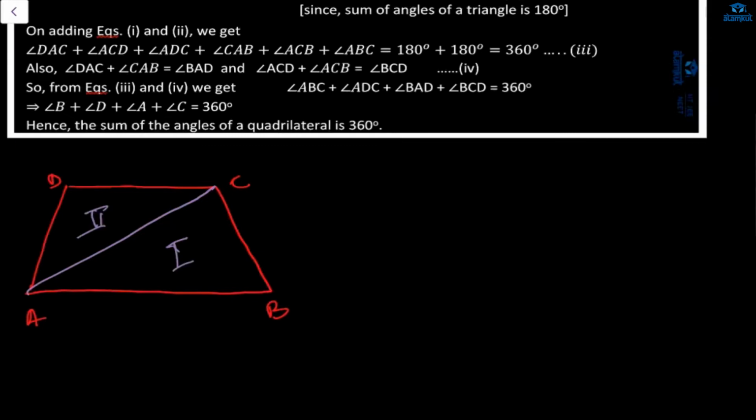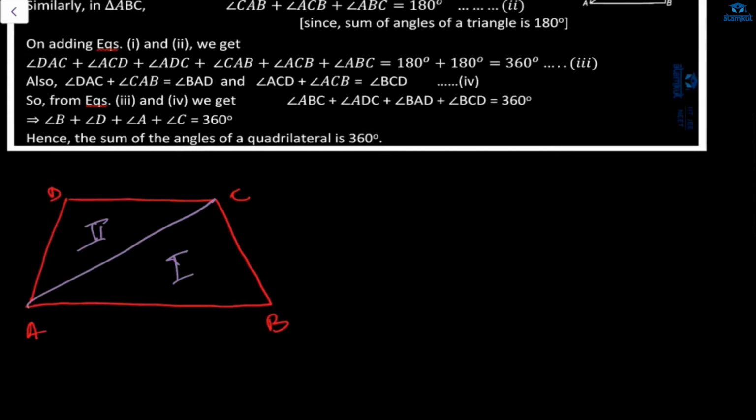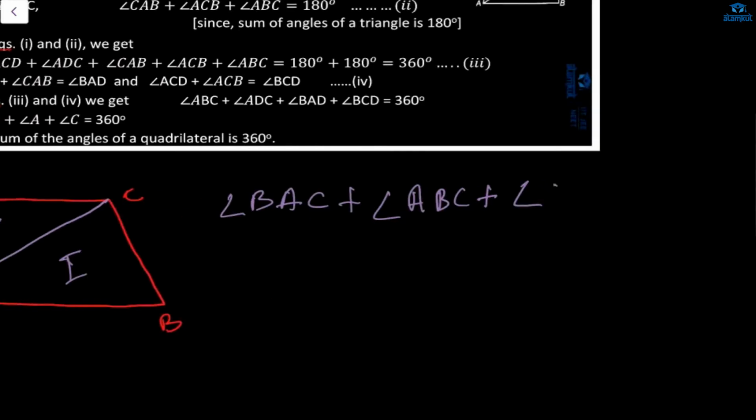We know from the angle sum property that the sum of the angles of a triangle is equal to 180 degrees. Yes or no? In the triangle chapter we have already studied the angle sum property. So here angle BAC plus angle ABC plus angle BCA is equal to 180 degrees, from the angle sum property of triangles. So this is for the first triangle.